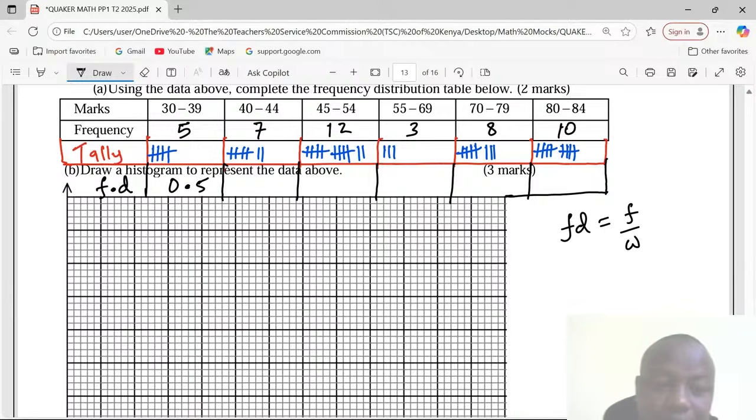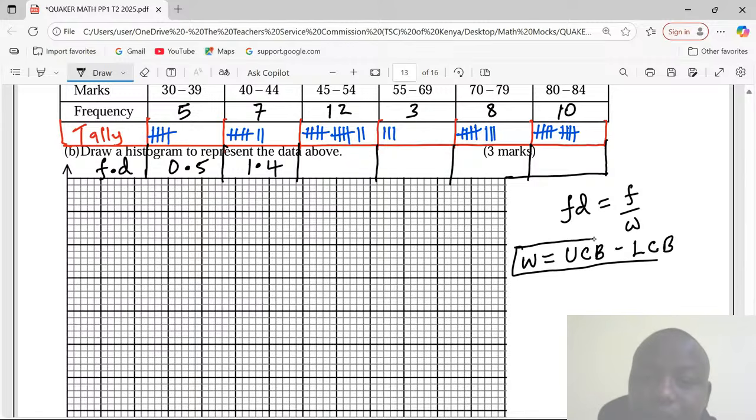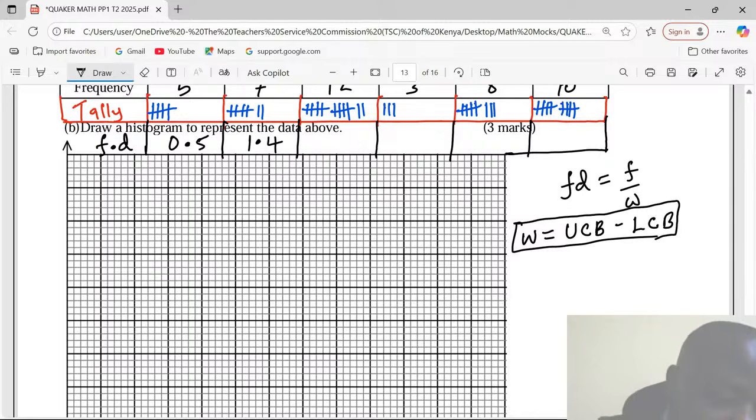The next one is frequency of 7 divided by 5. Class length is 5, so I'm getting 1.4. Remember, class length is usually given by upper class boundary minus lower class boundary. Please notice that.